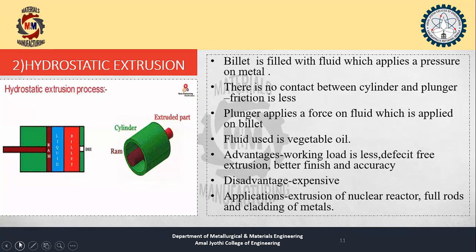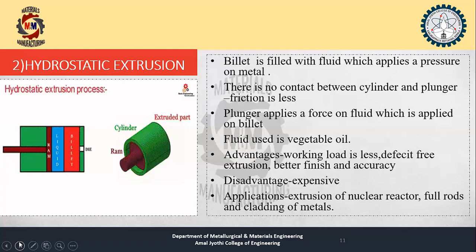The second one is hydrostatic extrusion. In hydrostatic extrusion, the container is filled with a fluid which applies pressure on the metal. Then there is no contact between the cylinder and the plunger, because of which friction is less. The plunger applies a force on the fluid, which is applied on the billet. The fluid used here is vegetable oil.